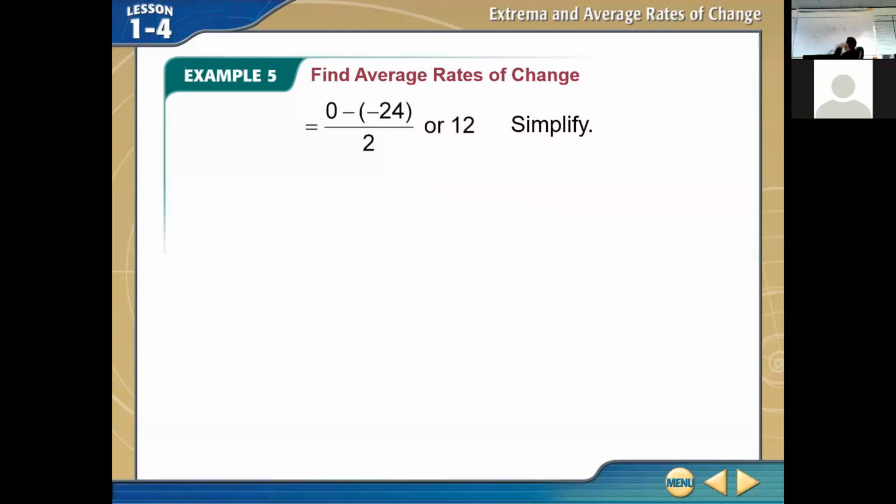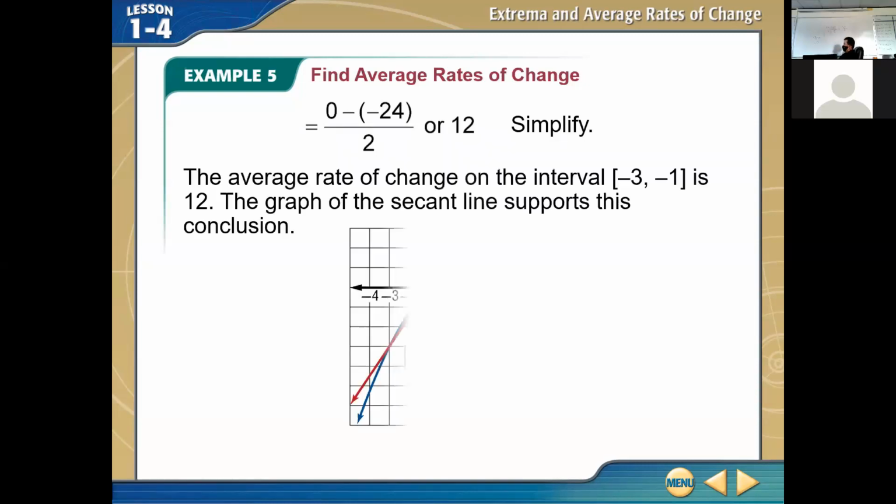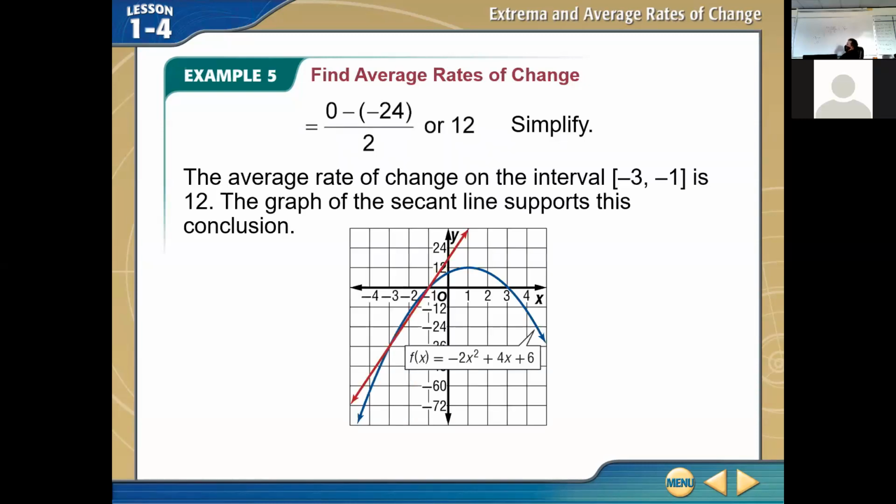Okay, so we've simplified it down to 12. And that's just the result of our slope formula, which is y2 minus y1 divided by x2 minus x1. And the average rate of change on the interval from -3 to -1 is 12. The graph of the secant line supports this. So you can see that's just them plugging it in, drawing their secant line, and taking the slope of that secant line.